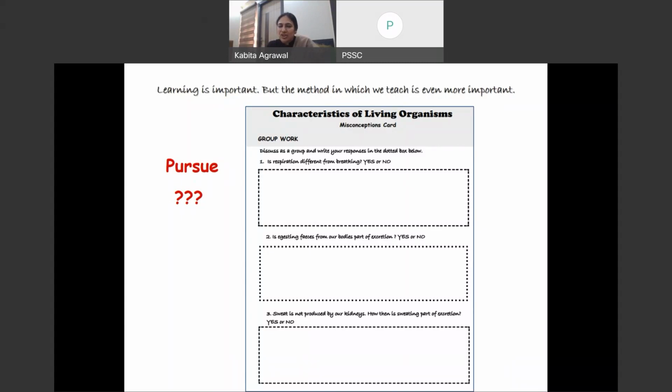Any answers? Why not? Even you're removing undigested materials. And if sweat is not produced by your kidneys, then why sweat? Or maybe is sweat a part of the excretion? So even we want to think. So similarly, our children would be more interested to think and move forward with their knowledge, or maybe the information which you may like to have and you would like to share with the class.